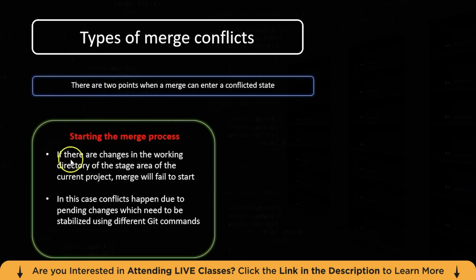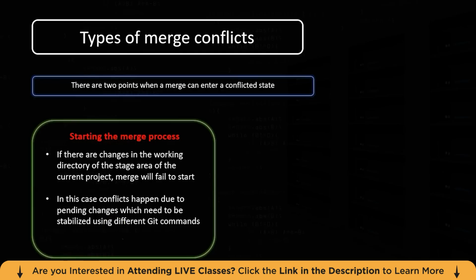Now, if at any moment there are changes in the working area or working directory, and these changes are getting moved to the staging area of the current project, then during the merge activity the merge will fail, because there are some modifications present right now in the working area. So in this case, conflicts happen due to pending changes.